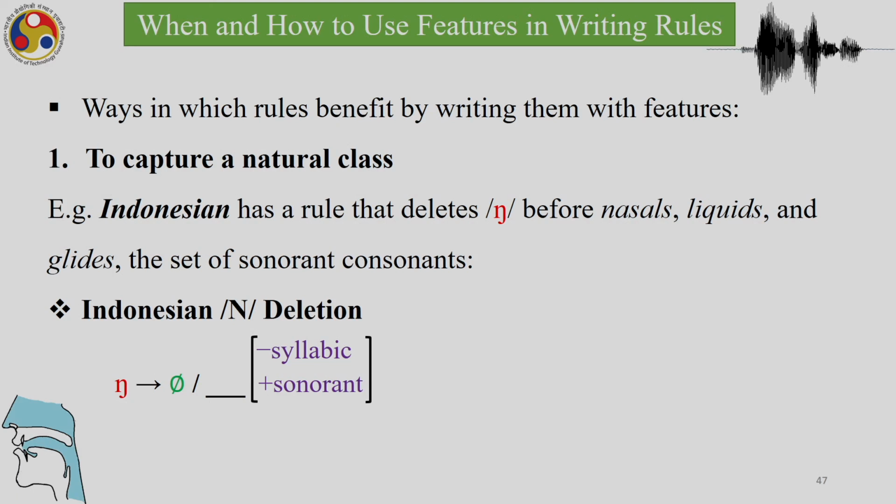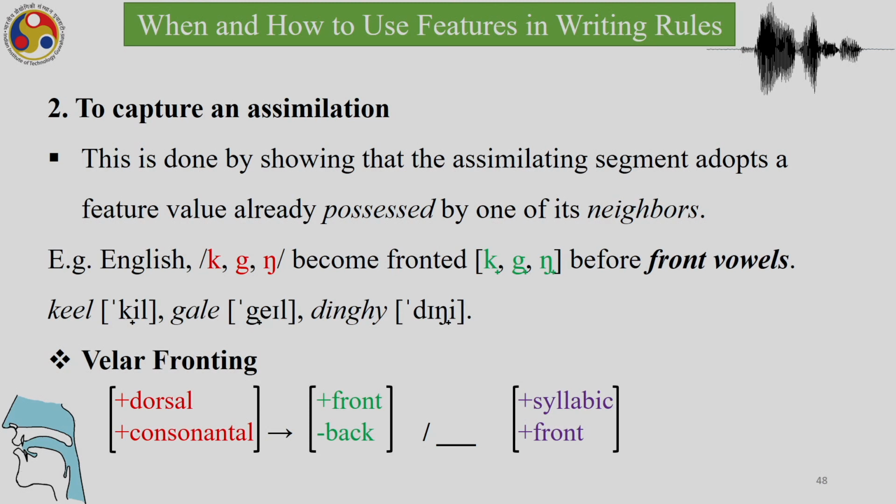We will again show a little bit of Indonesian data where there's ng deletion. So ng goes to null in the presence of a following minus syllabic plus sonorant. And then to capture assimilation, we write rules like this. Velar fronting. So velar is represented as plus dorsal, minus, plus consonantal. It becomes plus front and minus back, and that's how we express velar fronting in English keel or gale or dinghy.